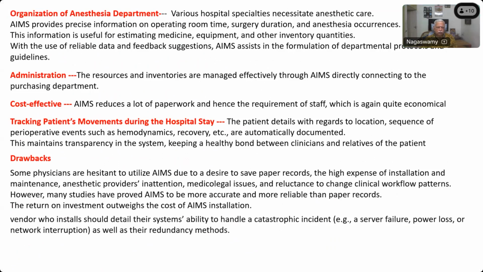And the vendor who installs, or the companies or persons who supply these computers for AIMS management, they have to have the ability to handle a catastrophic incident. For example, there may be a server failure. All electronic equipment has its own faults, and there can be power loss or network interruptions. These are all the things that can go against computer usage, as well as their redundancy method.